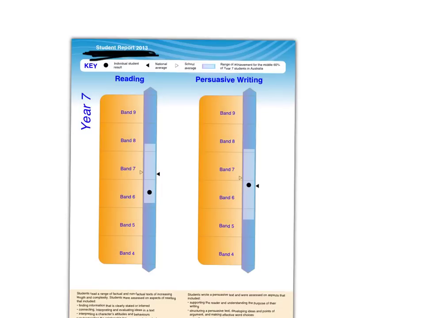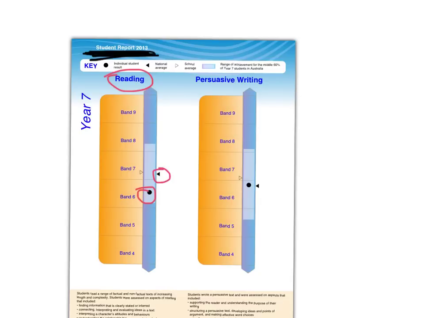So the first one we're going to look at is reading, and there's actually a key just up here that shows you what all these different marks and shaded areas actually mean. So let's have a look at that for this individual student. What it is showing is that this little black dot here is the band result, or where the student's result actually was for reading.